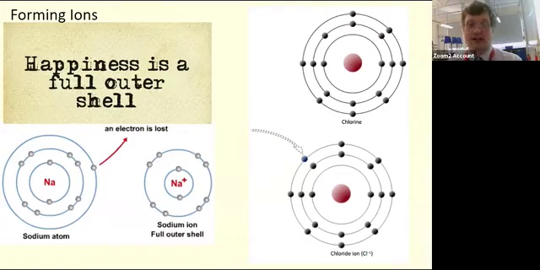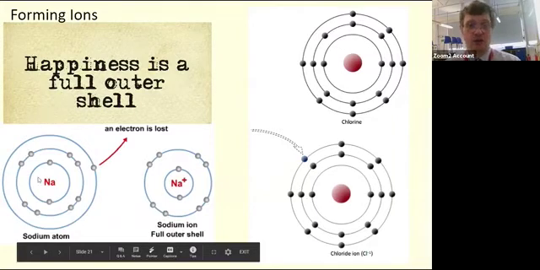All chemical reactions are about atoms trying to get full outer shells. When they do that, if they are gaining or losing electrons, they might become an ion. An atom is neutral, and it has the same number of electrons as it does protons. That's why it's neutral.